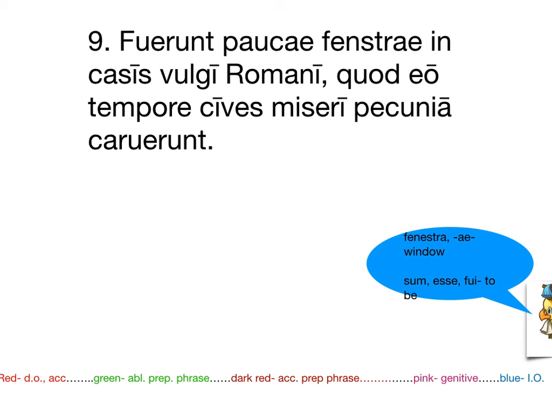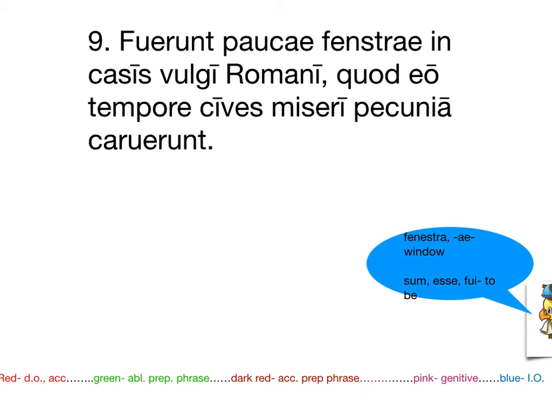All right, last one. Fuerunt paucae fenestrae in casis vulgi Romani quod eo tempore cives miseri pecunia caruerunt. Fenestra is new vocabulary, means window. And then I was like, fuerunt, what verb is that? What's that from? And some kids remembered this is from sum, esse, fui, futurum, to be. So that's just the perfect third person plural of to be. So it's something like they have been or were. Were is fine, actually. For fui it's I was or I have been, but was is great. Fuisti is you were or you have been, and so on and so forth. So it's got a third person plural subject, and it's one of those weird ones where it looks like the subject is actually after the verb.